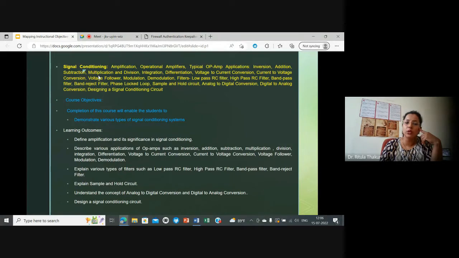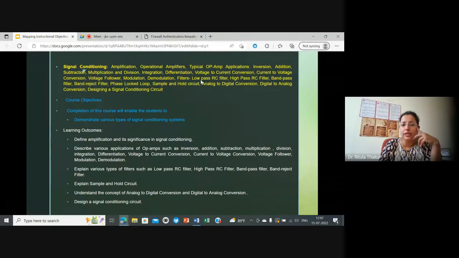Now from this course objective, we can have various learning outcomes which will help you in writing your test items. For example, firstly, we have amplification. So the learning outcome can be to define amplification and its significance in signal conditioning. Then we have operational amplifiers, op-amps. The learning outcome can be define various applications of op-amps, such as all these applications which are given here, they can come in this learning outcome.